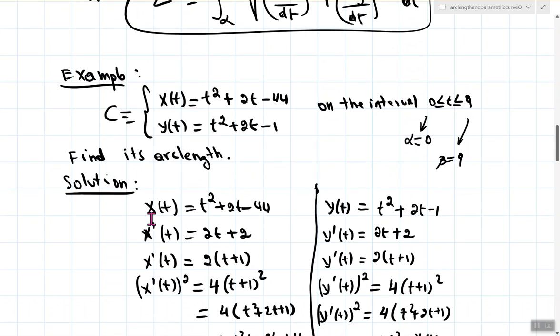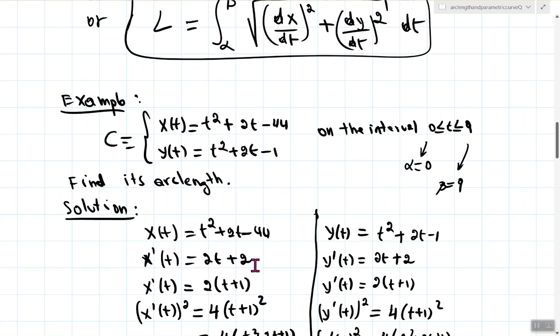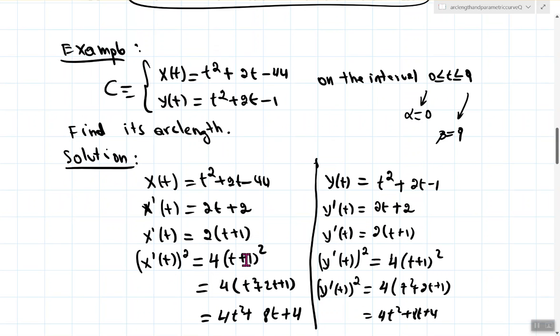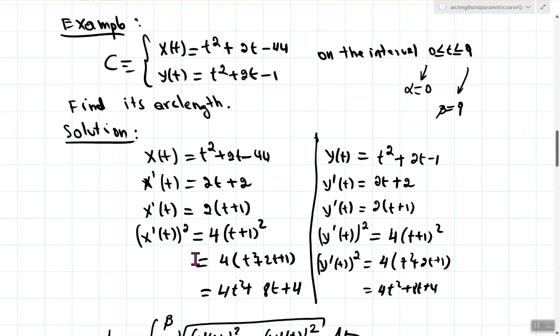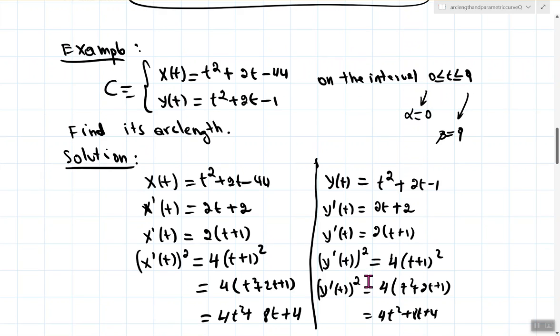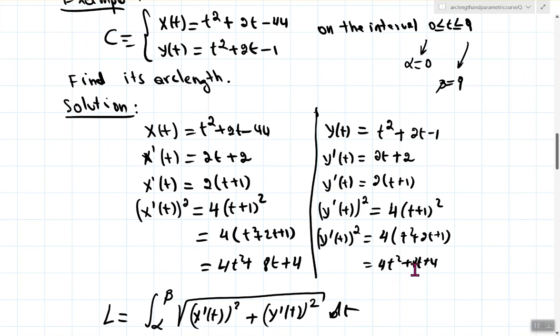And then the formula says to square x prime of t. So we're going to square this. Here I factor out 2. Now when you square 2, you get 4, times quantity t plus 1 squared. When you expand it, you get 4 times quantity t squared plus 2t plus 1. Distribute the 4, you get this. Similarly, y of t is t squared plus 2t minus 1. When you take its derivative, you get 2t plus 2. You factor out the 2 and then square, and you get the same thing.